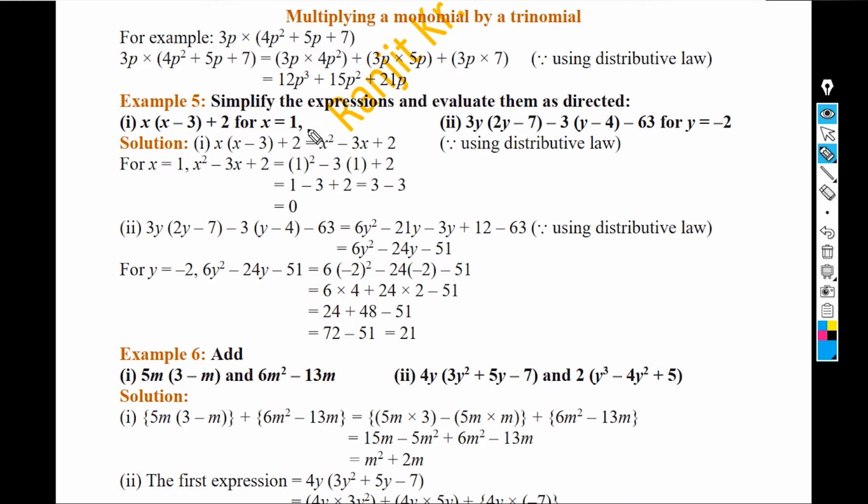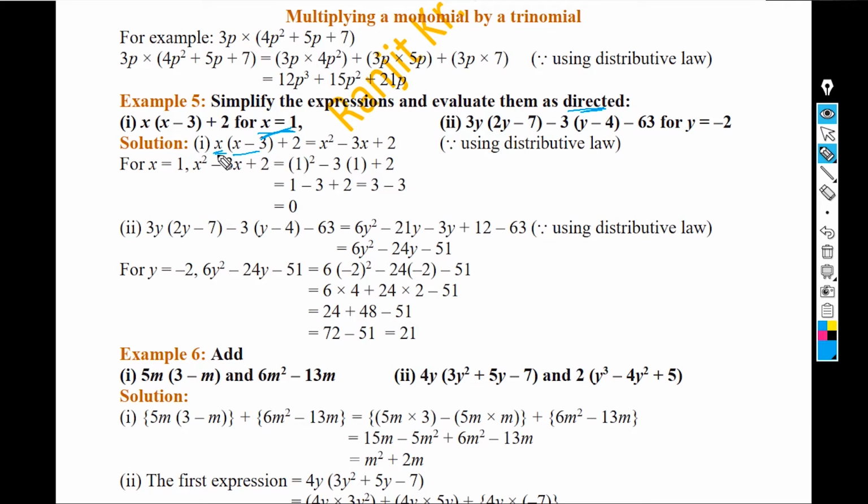Here it is said in example 5 of your NCERT book, simplify the expressions and evaluate them as directed. Direction is given here when you have to find the value for x equal to 1. Now let us solve the first part of the question, that is x into x minus 3. Here x is monomial and x minus 3 is binomial. You have to multiply these.